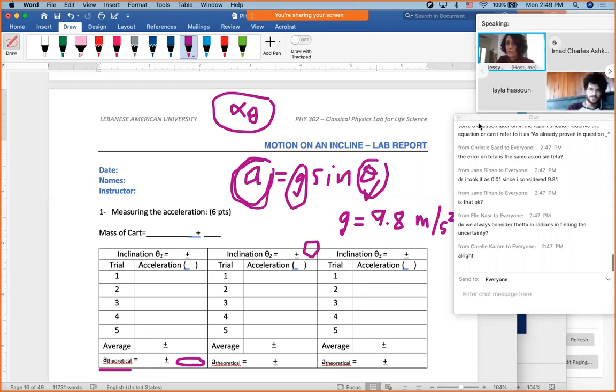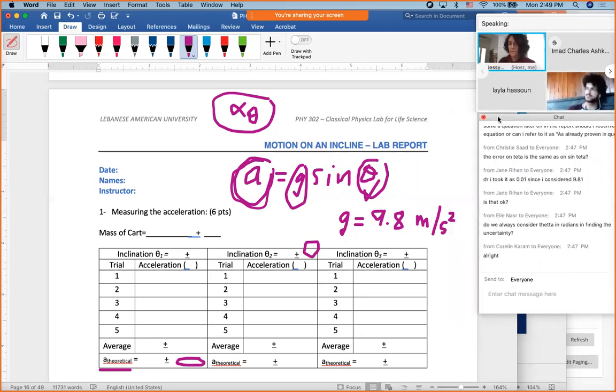All right, that's it. Imad has a question, go ahead. Yes, doctor, I have a small question. For the error on the average, I normally do the standard deviation divided by radical n, right?